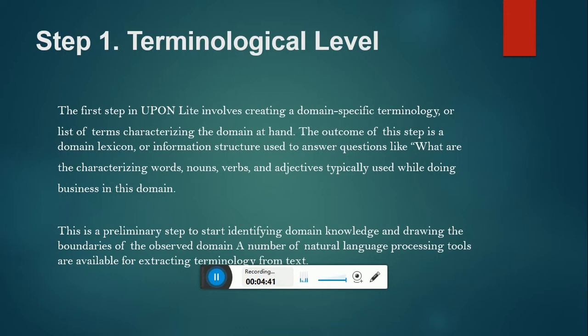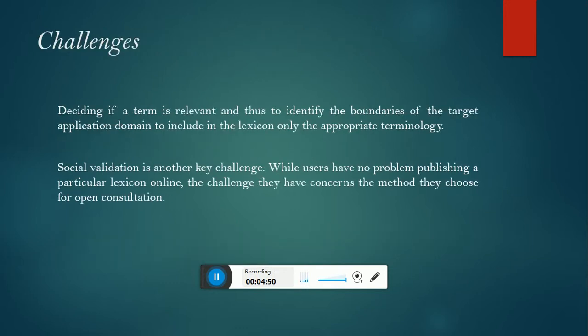A number of natural language processing tools are available for extracting terminology from text. So this can be done like this, and it has certain challenges. The challenge is in deciding whether a term is relevant, and thus identifying the boundary of the target application domain, to include in the lexicon only the appropriate terminology. Social validation is another key challenge, where users have no problem in publishing a particular lexicon online.